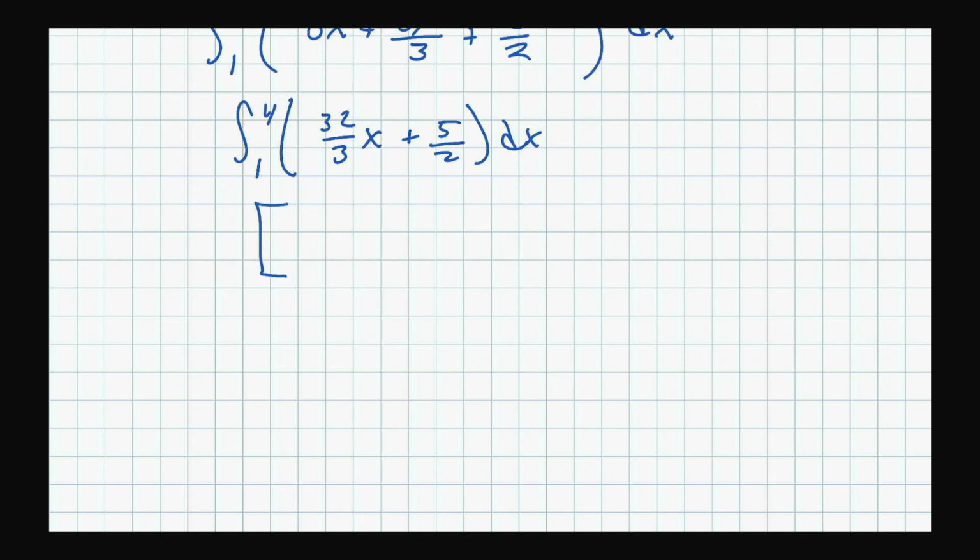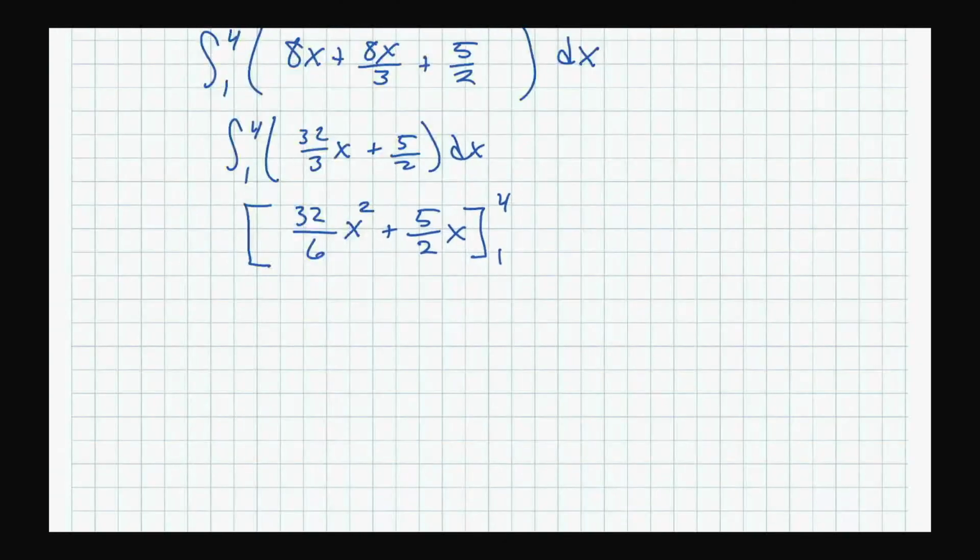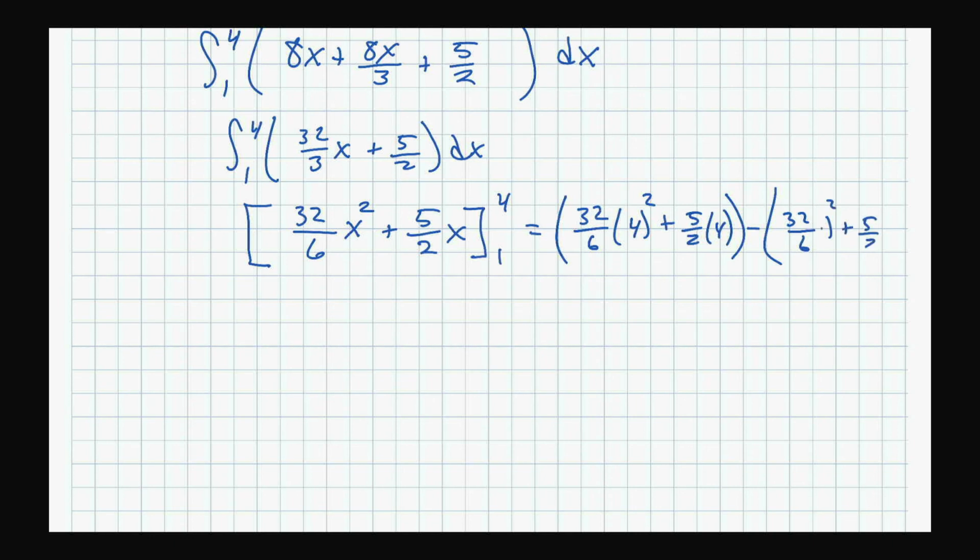So antiderivatives here, 32 over 3. And then we need x squared over 2, which will change that to a 6 down there. Plus the antiderivative of 5 halves is 5 halves x, from 1 to 4. Plug in 4, plug in 1. 32 over 6. Should have just worked that out, but I didn't. Plug in the 1, 32 over 6, 1 squared plus 5 halves times 1.